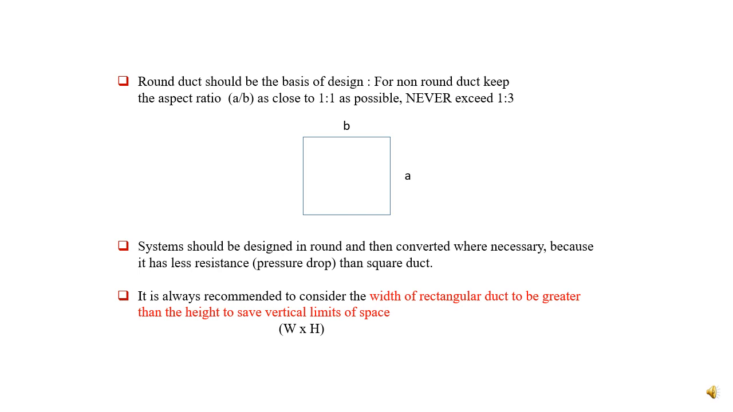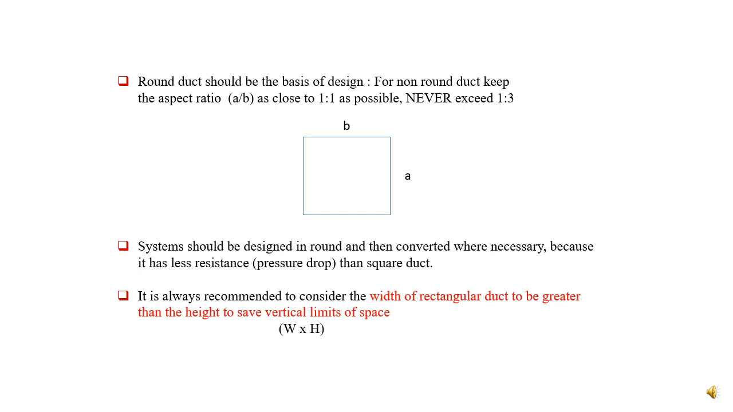Alright, the round duct. As we heard from the seminar from Mr. Chung last time, the ratio that we would want to maintain is as close as possible to 1:1. That means the width to height ratio, if possible, should be 1:1, but never exceed 1:3.